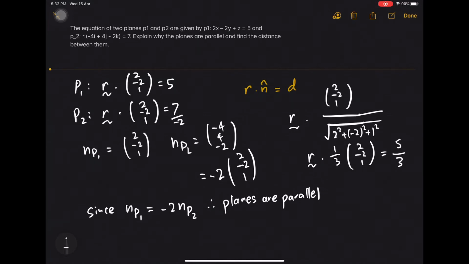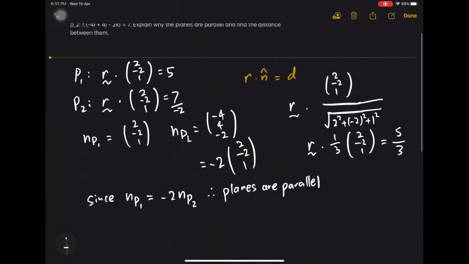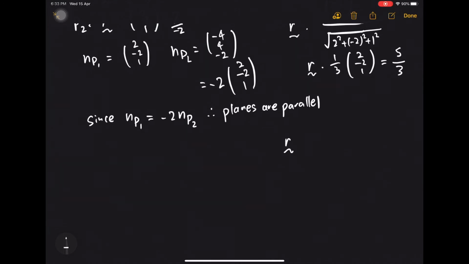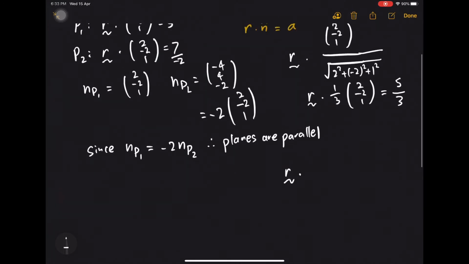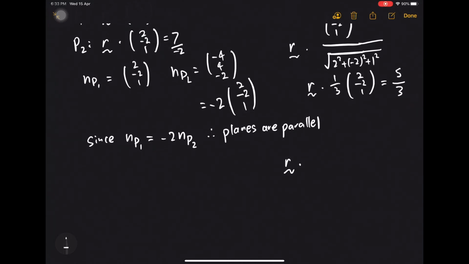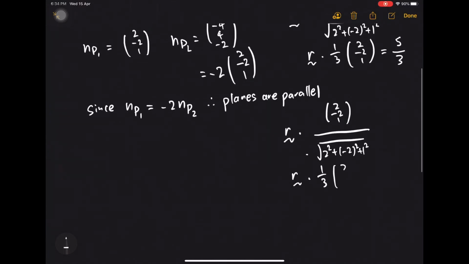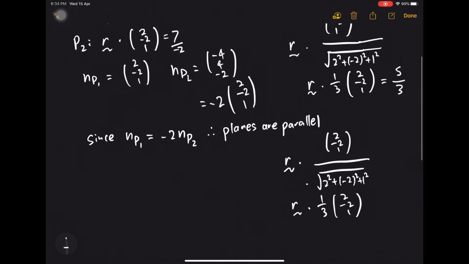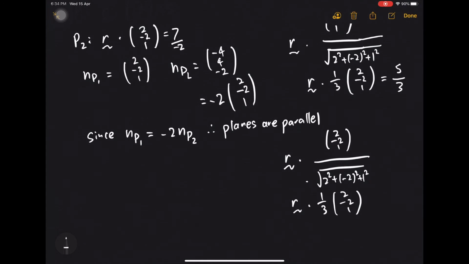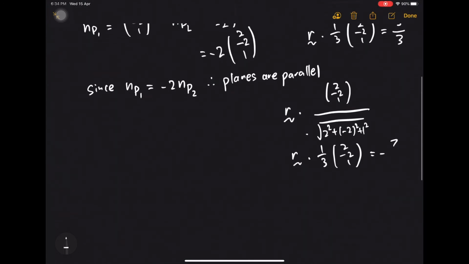Now we're going to do the same for plane 2. For plane 2, that is the equation that we have. It's going to be the same thing: 2 squared plus -2 squared plus 1 squared. If you press this in the calculator, you get the same thing, 1 over 3 times (2, -2, 1). That means that you need to multiply the other side of the equation by 1 over 3. We have 7 over -2 there, so if we multiply, we will get -7 over 6.